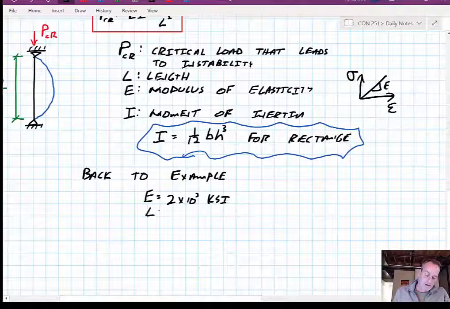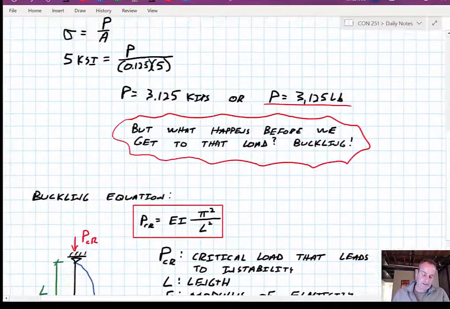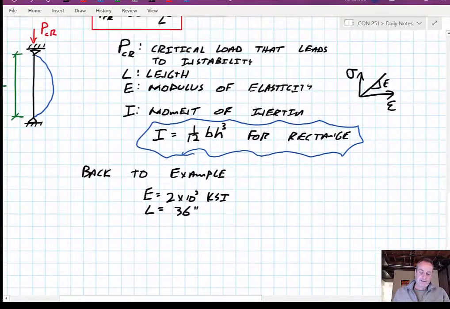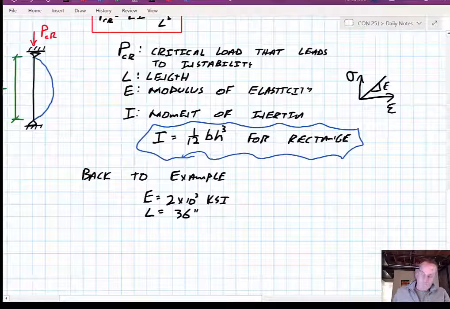We have an overall length. It's 3 feet, which is 36 inches. I think that was given in the original problem, right? Yeah, 36 inches. Then we need to figure out this moment of inertia.